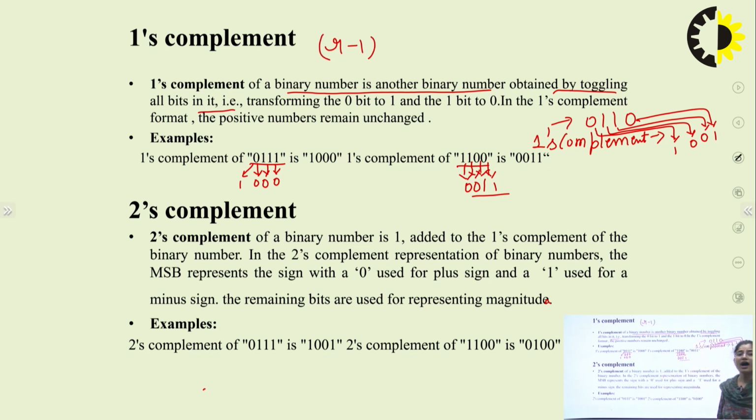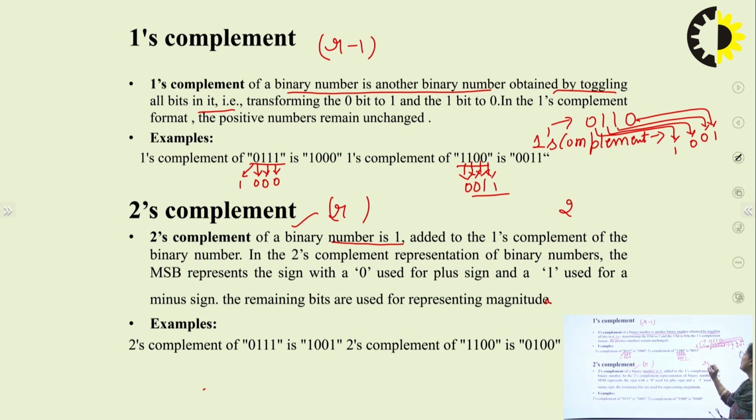That comes under the r minus 1 category. Second is the 2's complement of a number. This comes under the category of r's complement. It is simple, with a little bit of change: when we take the ones complement of a number and add 1 to it, we get the 2's complement.